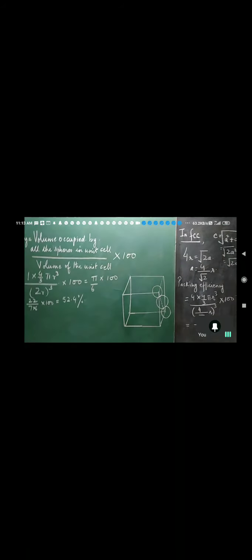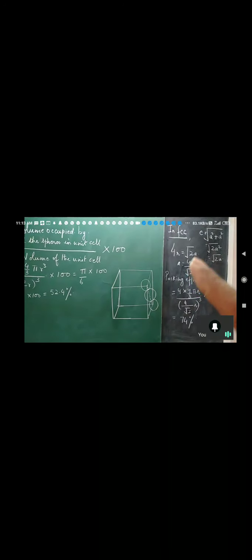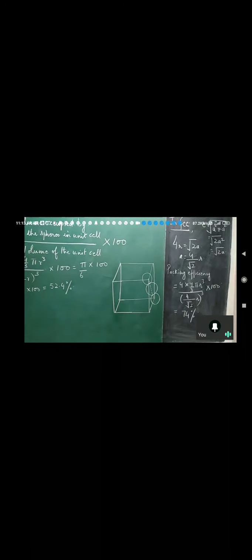Now what is this 4R equal to? 4R is here. See the length. See the edge length: radius of this, diameter of this, and radius of this. So R plus 2R plus R means 4R. So 4R is nothing but equal to this distance, and that is equal to root 2 A. So what is A equal to? A is equal to 4 by root 2 R.